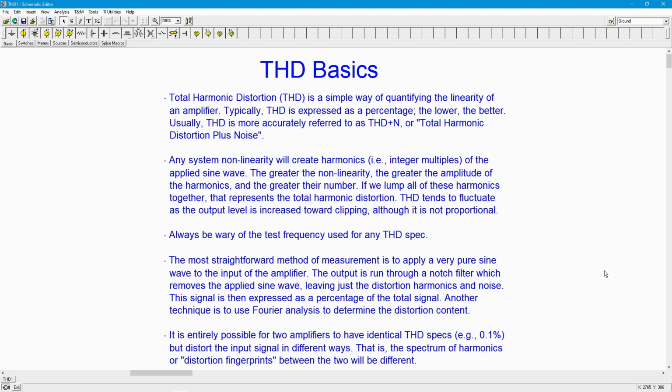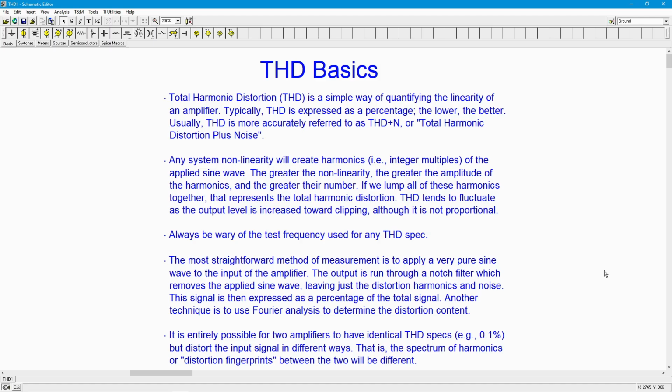There are also some gotchas in here. A specific one I want to point out is that you should always be aware of the test frequency that's going to be used for any THD spec. That will make a difference, and I'll explain why in just a second. So moving along, how do we measure this?